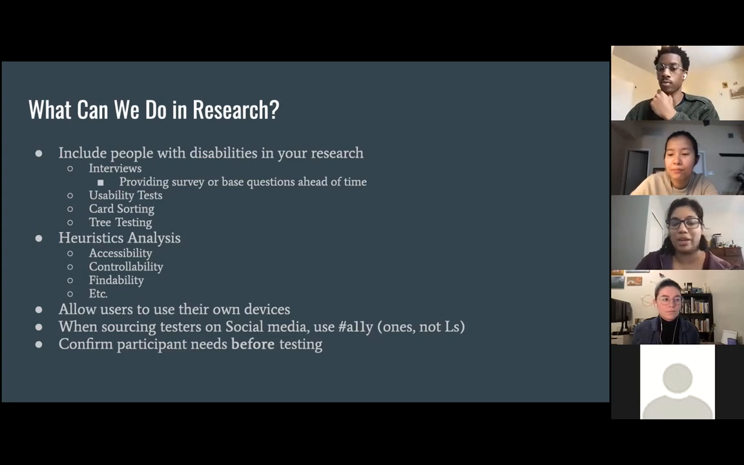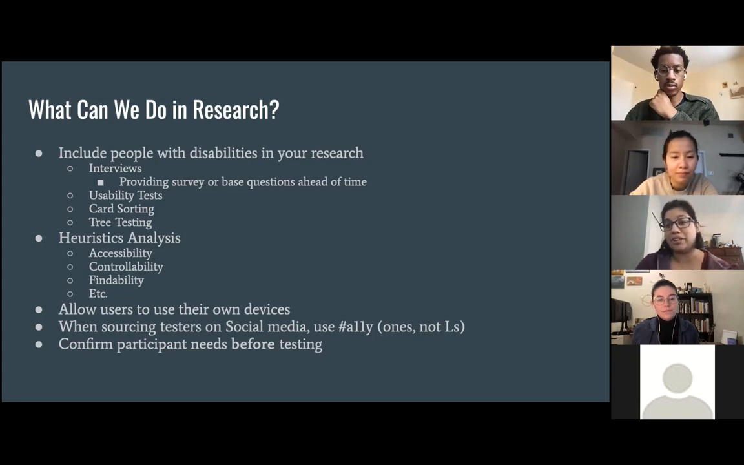which may be a problem with some of our privacy concerns for our clients, but that's something we can navigate and cross that bridge when we get there. But yeah, that's one of the things to consider. If we aren't able to allow them to do that, it's just another reason to confirm their needs before you start testing, to make sure that we understand what they need.